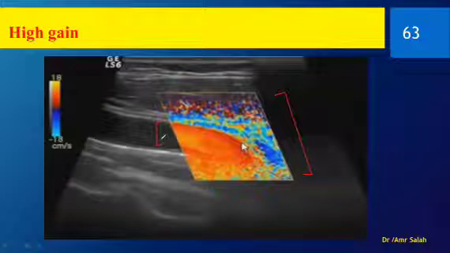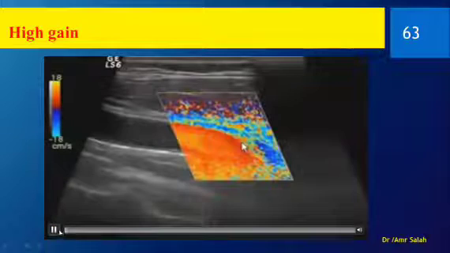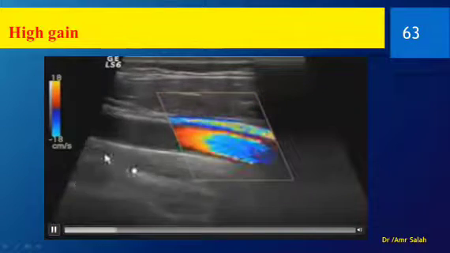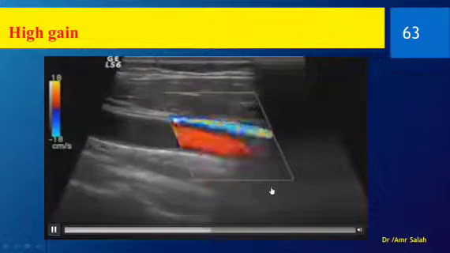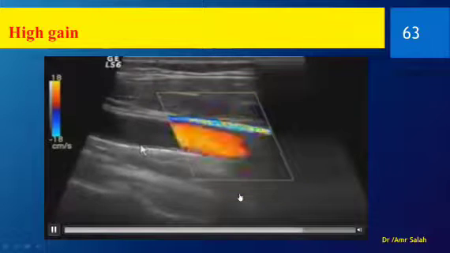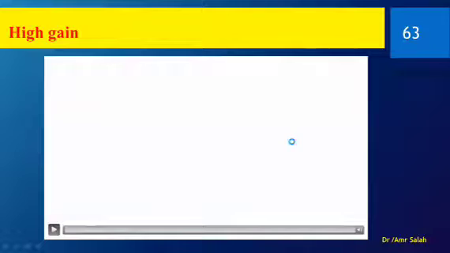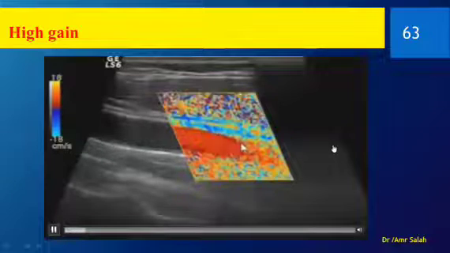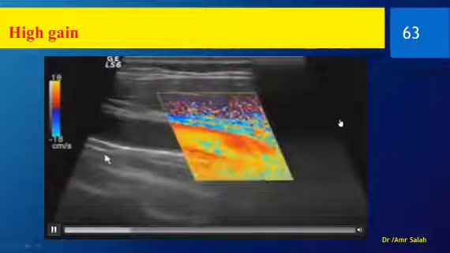Okay, so let's see how it works in this video. Okay, here we're starting to adjust the gain. At first there is aliasing inside and outside, then we gradually decrease it until it just fills the blood vessel, and that would be it.